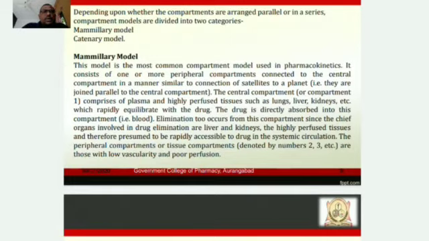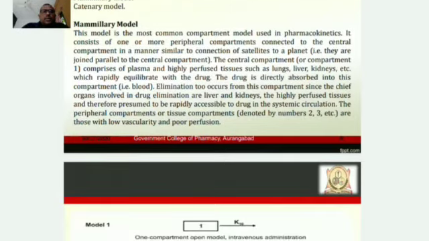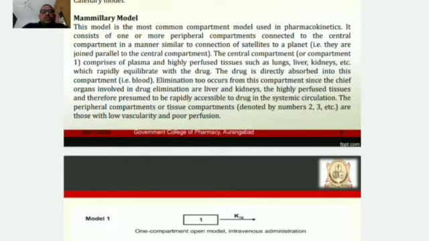The central compartment, or compartment 1, is the plasma or highly perfused tissues such as lung, liver and kidney, which rapidly equilibrate with the drug. The drug is directly absorbed into this compartment, that is, into the blood, and elimination occurs from this compartment, since the chief organs involved in drug elimination are the liver and kidney. These highly perfused tissues are therefore presumed to be rapidly accessible to the drug in the systemic circulation.